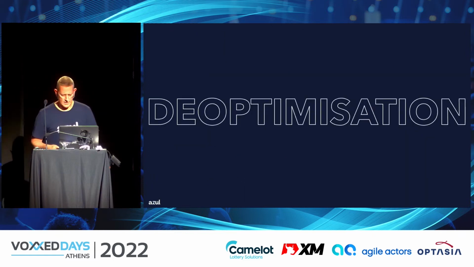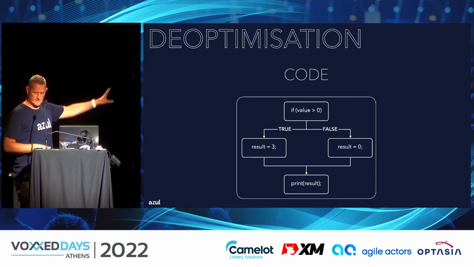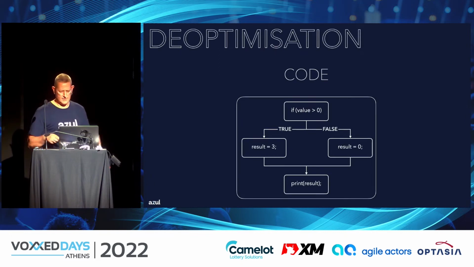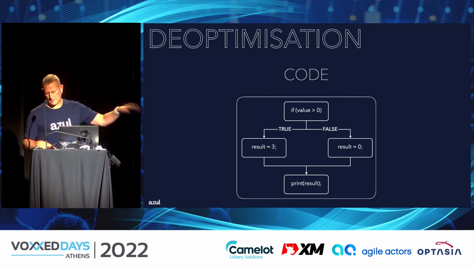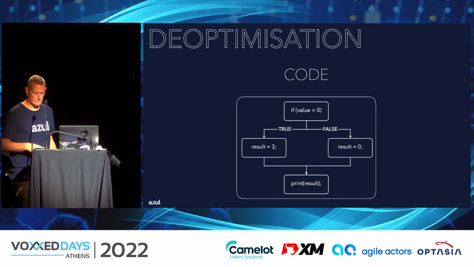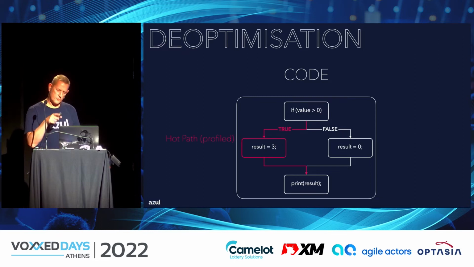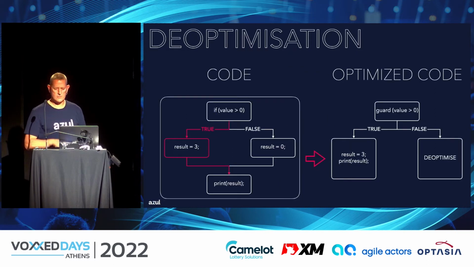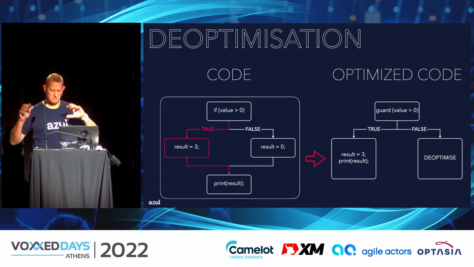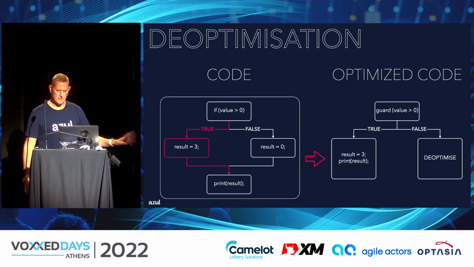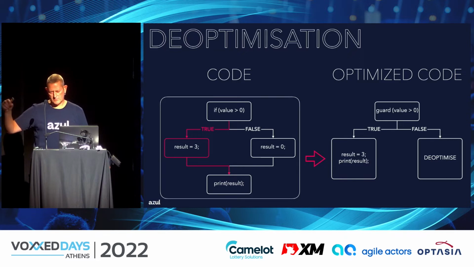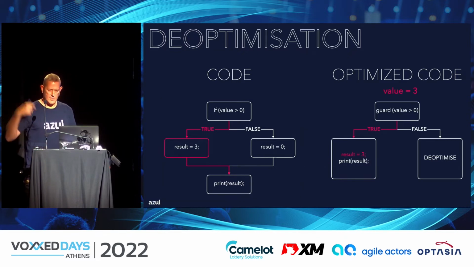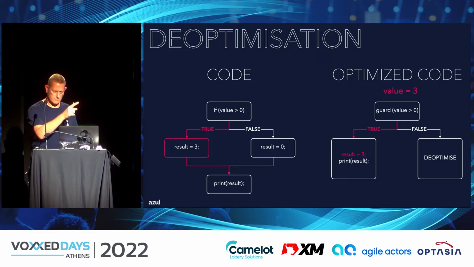So de-optimization. If we take a look at a very simple code block like this, which is just an if-then clause, it checks if the value is greater than 0, and then the result equals 3. Otherwise, the result equals 0. So if the profiler figures out that most of the time, let's say 99%, the value is greater than 0, then instead of doing this whole thing, it just reduces the code to this. It just says the result equals 3 all the time. But it guards this value in the JVM still, and let's say I pass in the value equals 3, then it's true, and the result will be 3.